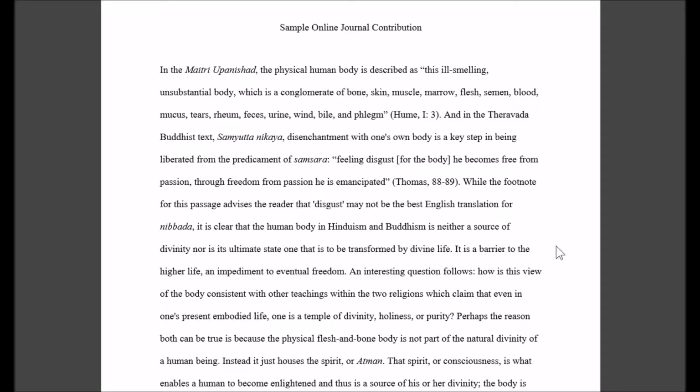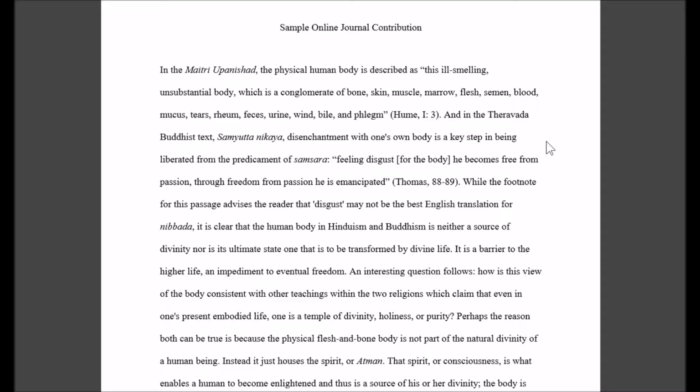Next sentence. And in the Theravada Buddhist text, Samyutta Nikaya, disenchantment with one's own body is a key step in being liberated from the predicament of samsara. Samsara basically means suffering. And then the colon and a quote. Feeling disgust for the body, he becomes free from passion. Through freedom from passion, he is emancipated. Thomas, 88 through 89.